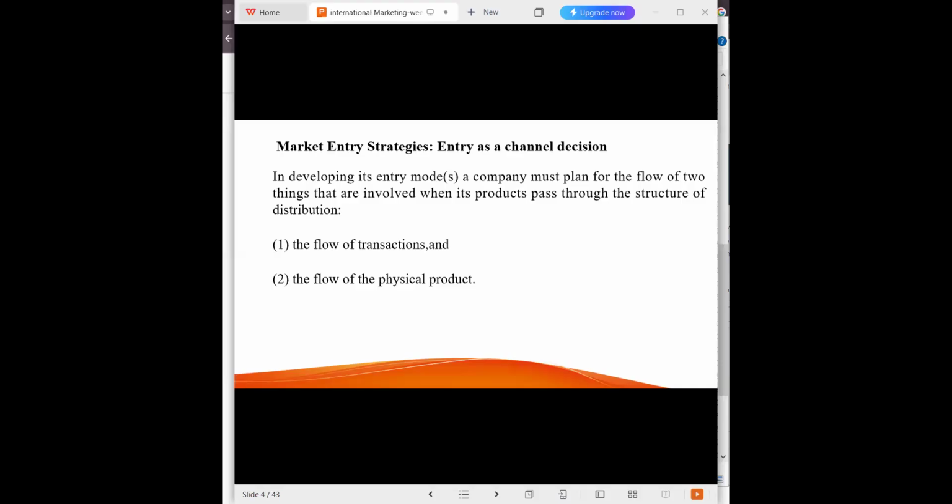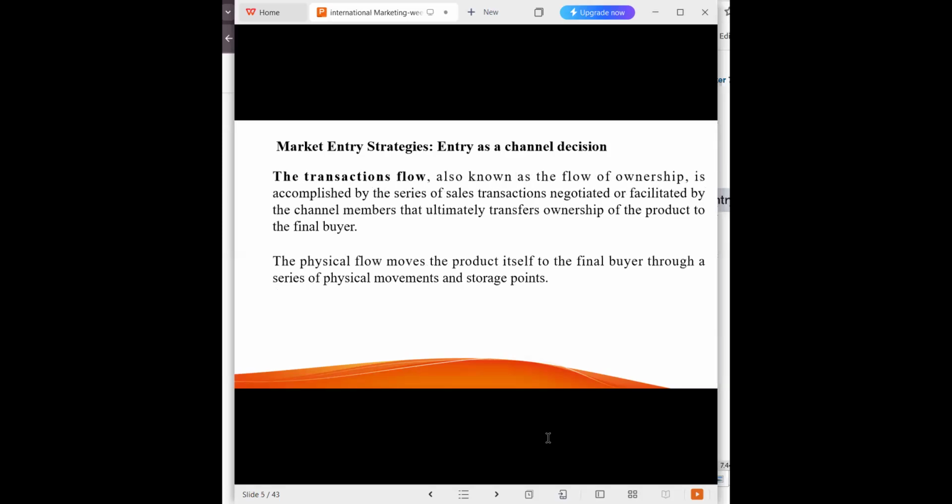So flow of transaction and physical flow are still looked at from those two perspectives I mentioned: between organizations within a nation, and between two nations. So here it is saying that the transaction flow, also known as the flow of ownership, is accomplished by the series of sales transactions negotiated or facilitated by the channel members that ultimately transfers ownership of the product to the final consumer. So that is transaction flow.